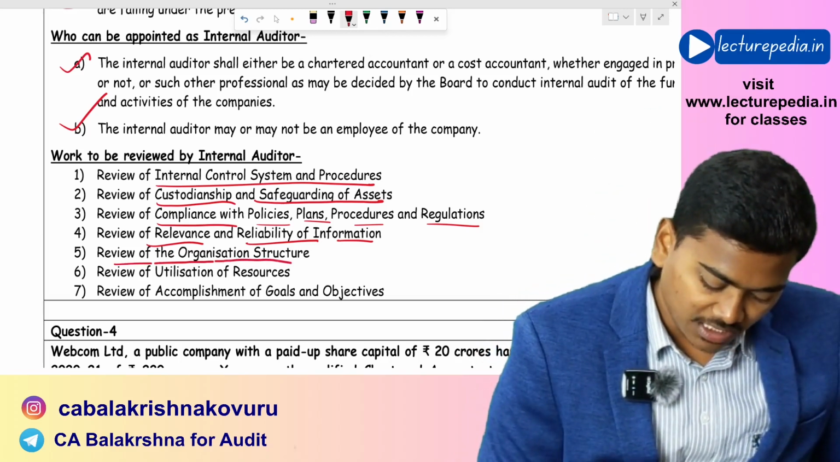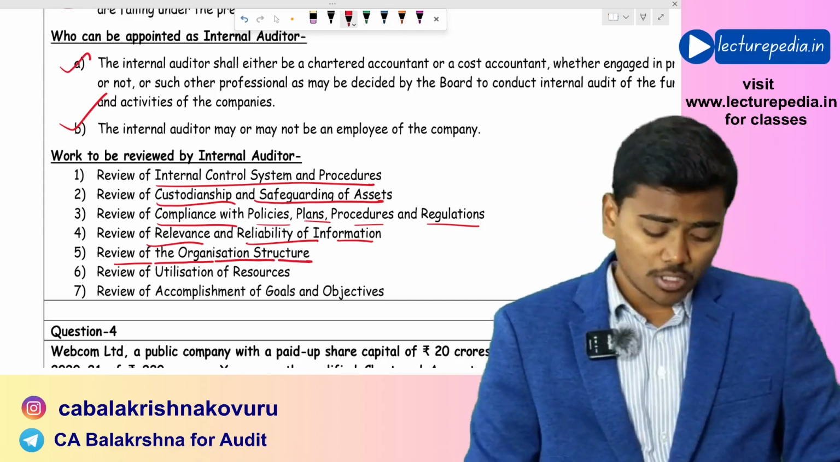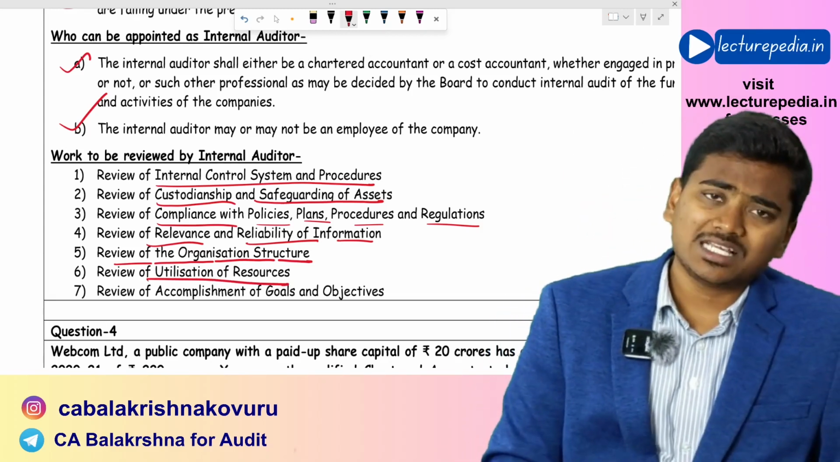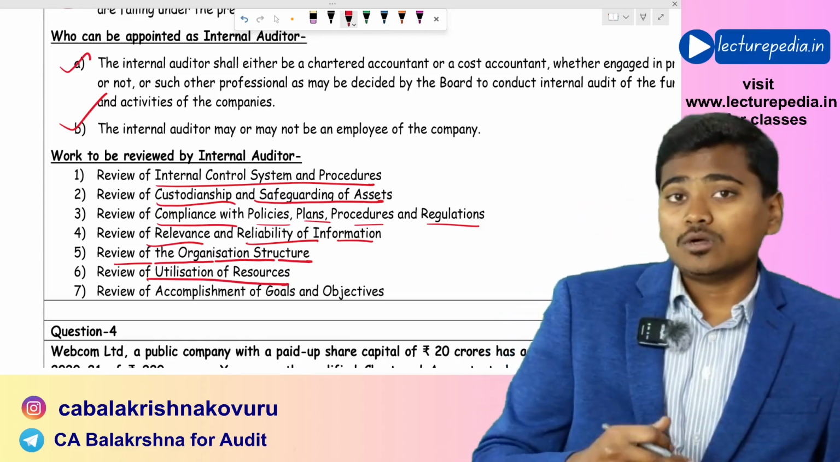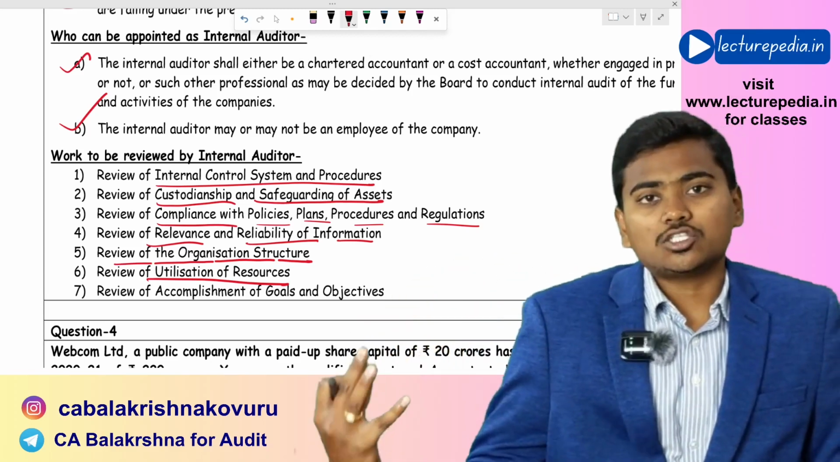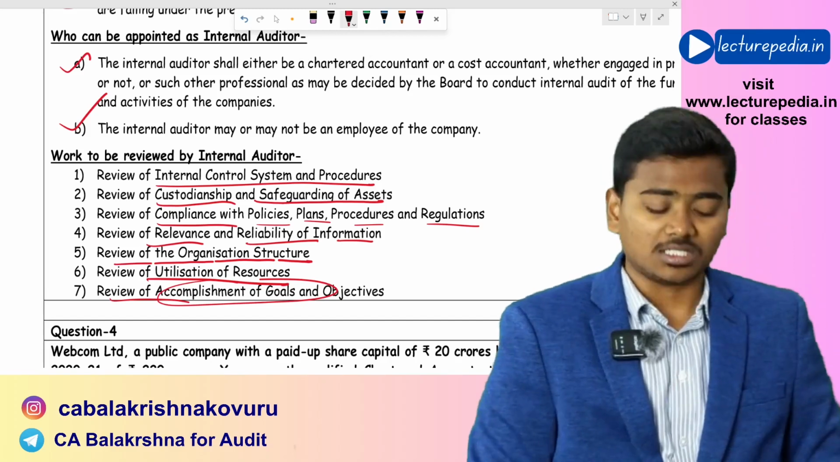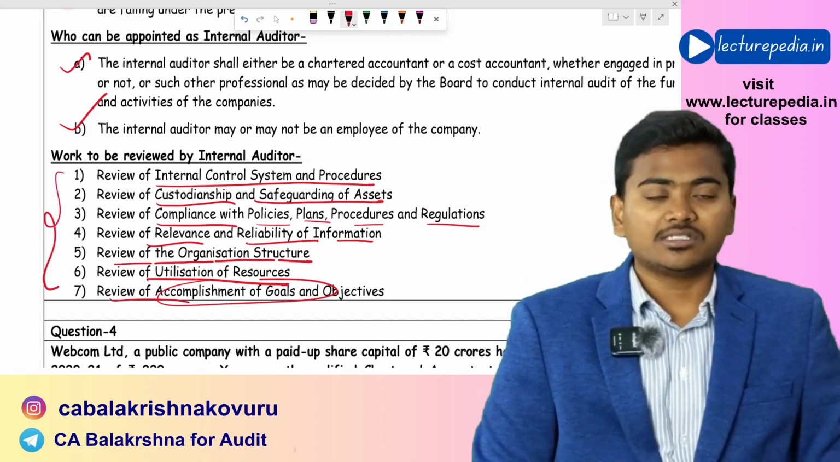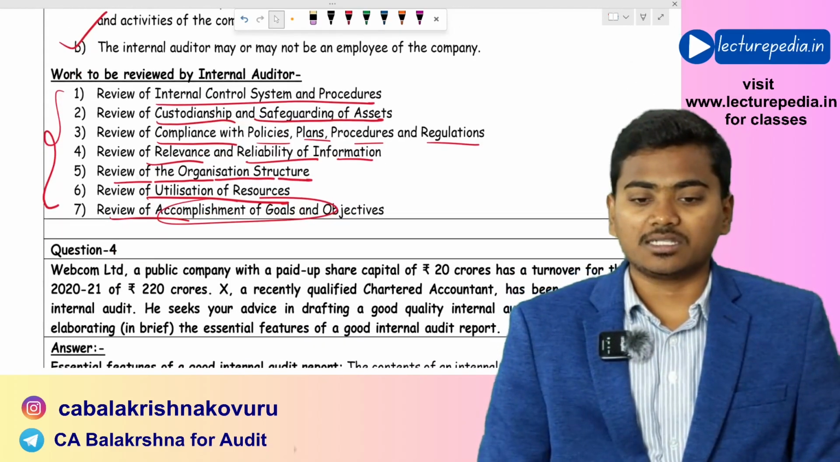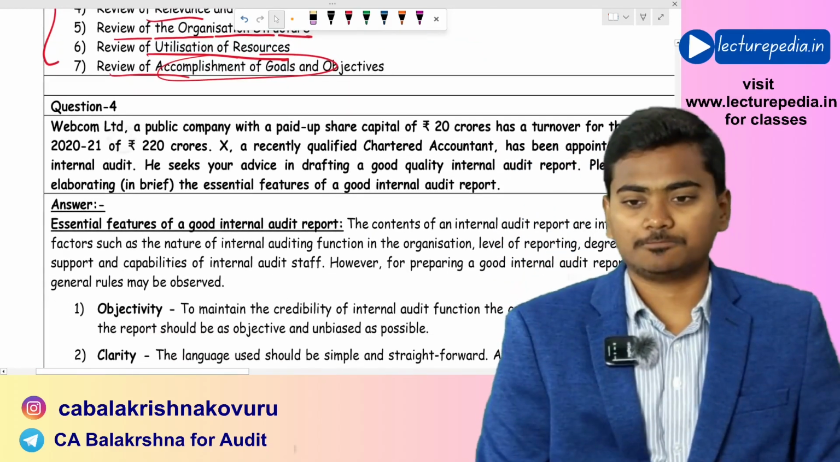Okay, a review of organizational structure, and he will also review how the resources are being utilized within the entity and how the organization is achieving its objectives. Review of accomplishment of goals and objectives. These will be reviewed by the internal auditor. Hope that is clear.